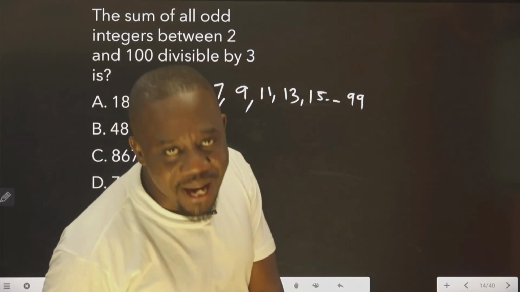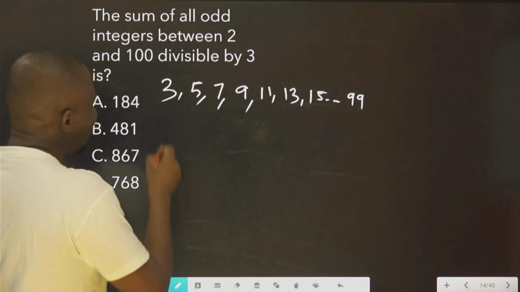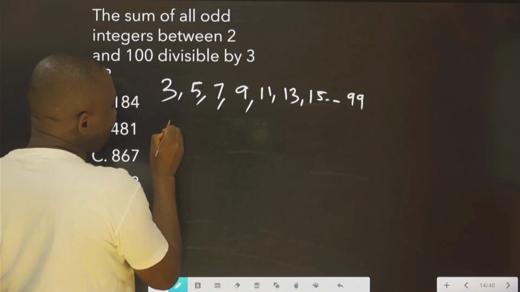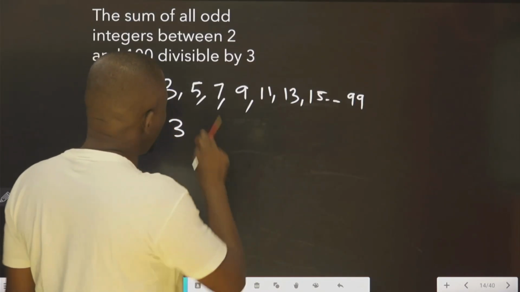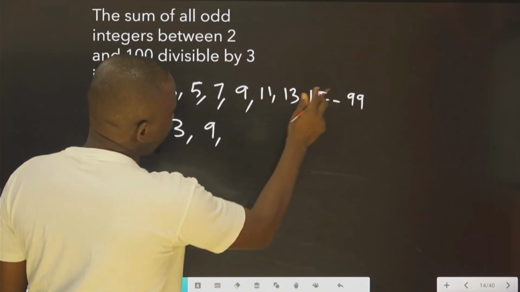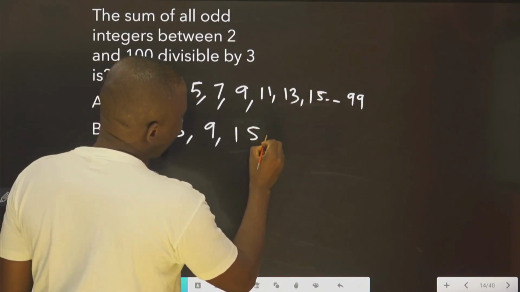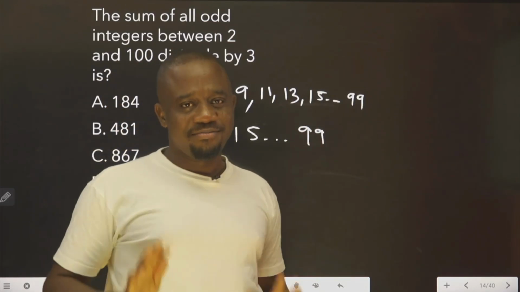Among these odd numbers, which of them is divisible by 3? This is divisible by 3 because if you divide it by 3, you will not have a remainder. You will have a remainder here, and here. The next one is 9, you will not have a remainder. You will not have a remainder again until you get to 99. For 99, if you divide by 3, you will not have a remainder.